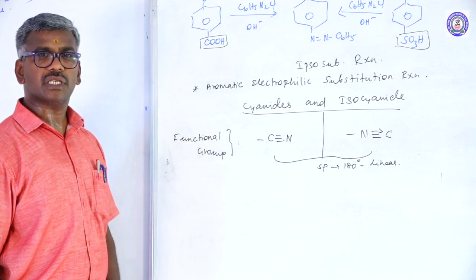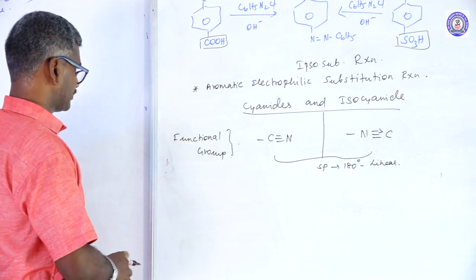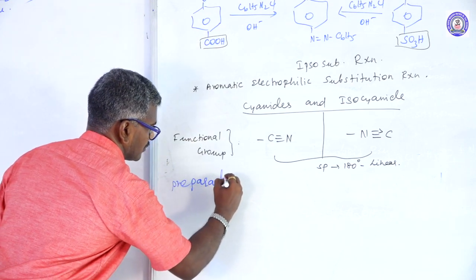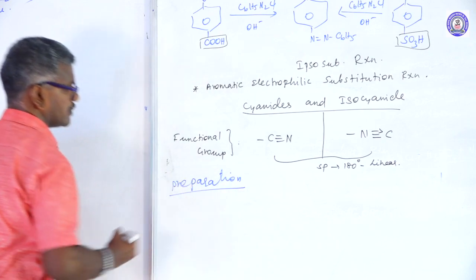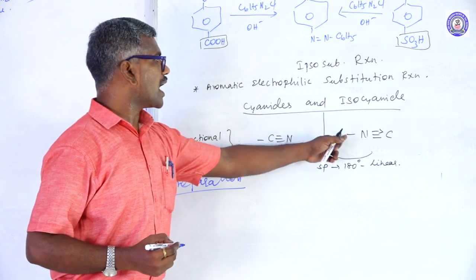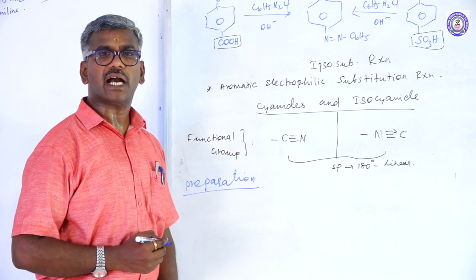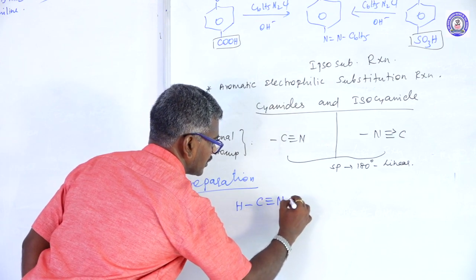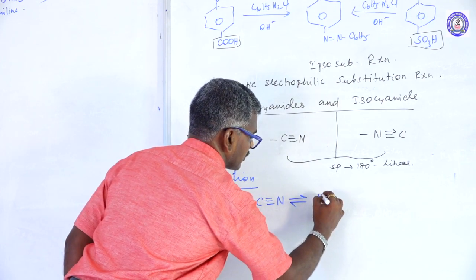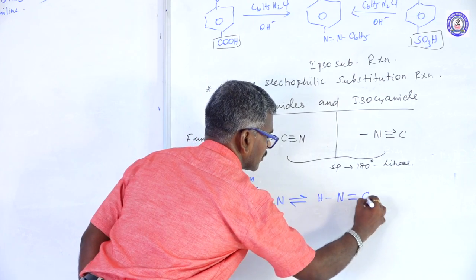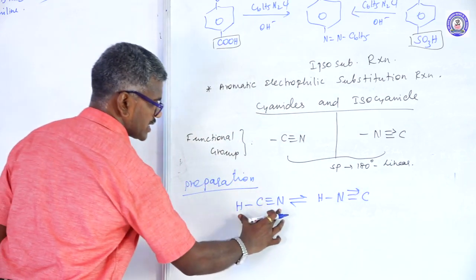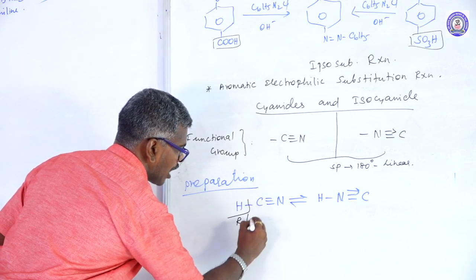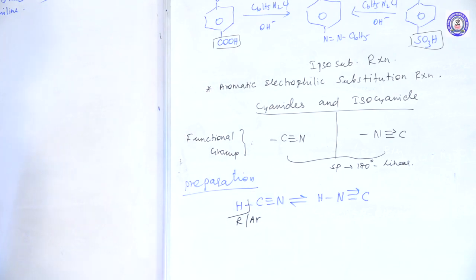Another one is preparation. How to prepare this compound? Cyanides and isocyanides can be prepared from hydrogen cyanide. Here, this one is hydrogen cyanide. This hydrogen can be replaced by alkyl or aryl. There are two types.